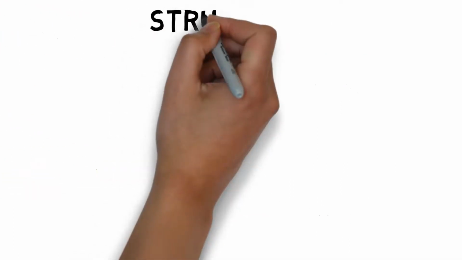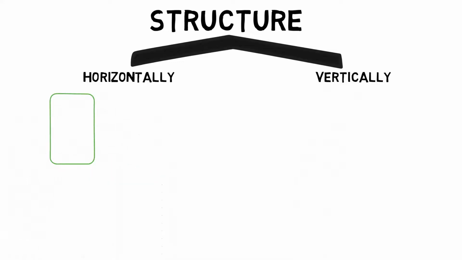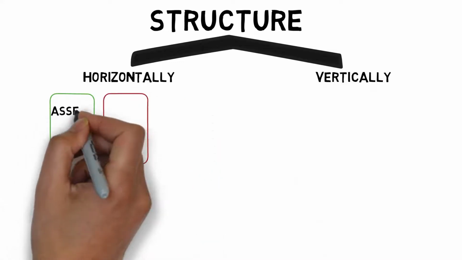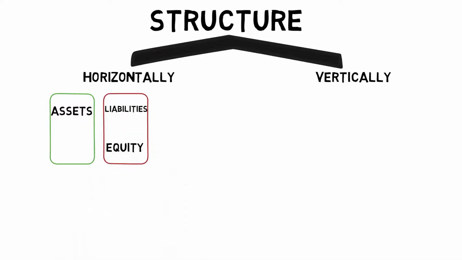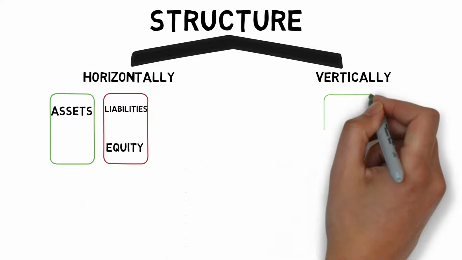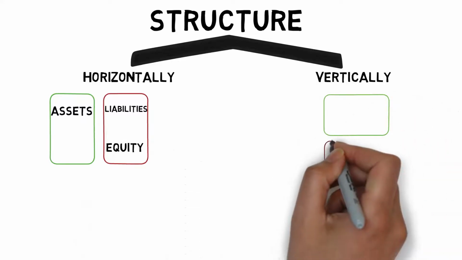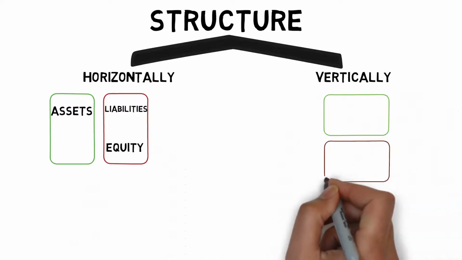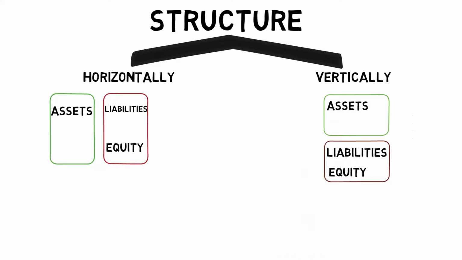A balance sheet can be made by two methods, horizontally or vertically. A horizontal balance sheet consists of two portions. On the right hand side there are assets and on the left hand side there are liabilities and owner's equity. And a vertical balance sheet is divided vertically into two portions. The first portion contains the assets and the second portion contains liabilities and equity.